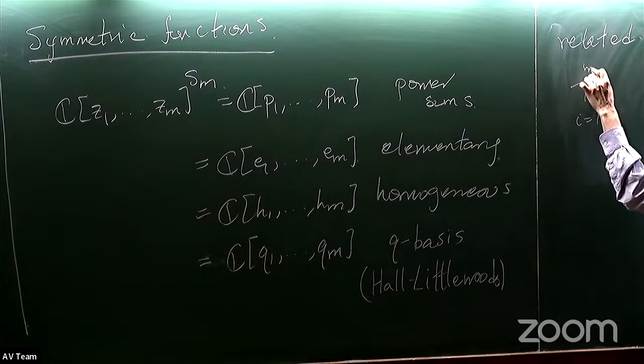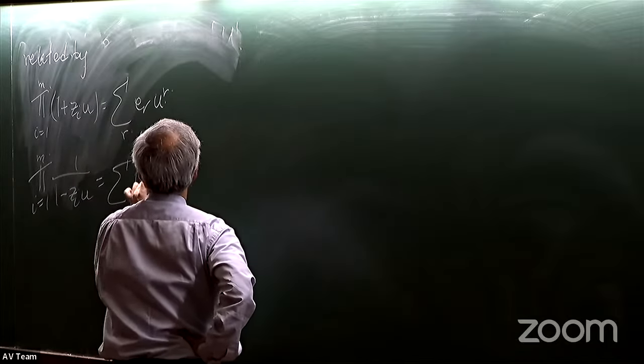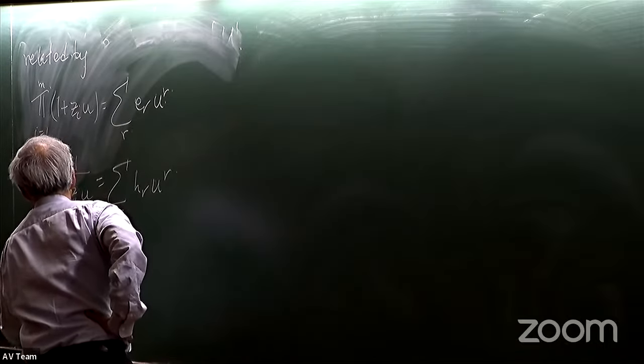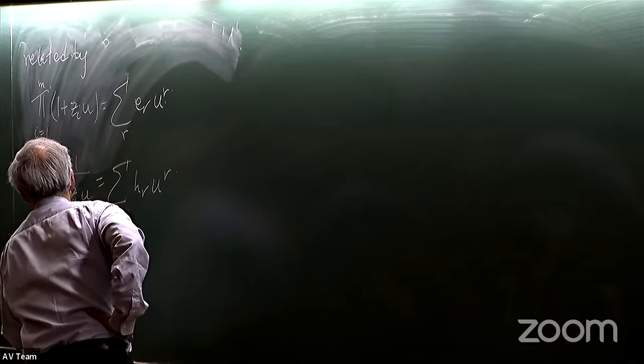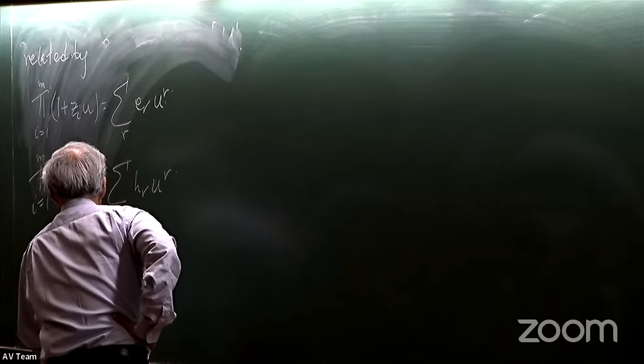Or you have the generating function for the homogeneous symmetric functions, which is this, or one way to write down a version. It's not exactly the same as in Macdonald, but it's the one that is similar to what we use for the Drinfeld presentation. You could say that the Q's are given by such a generating function.